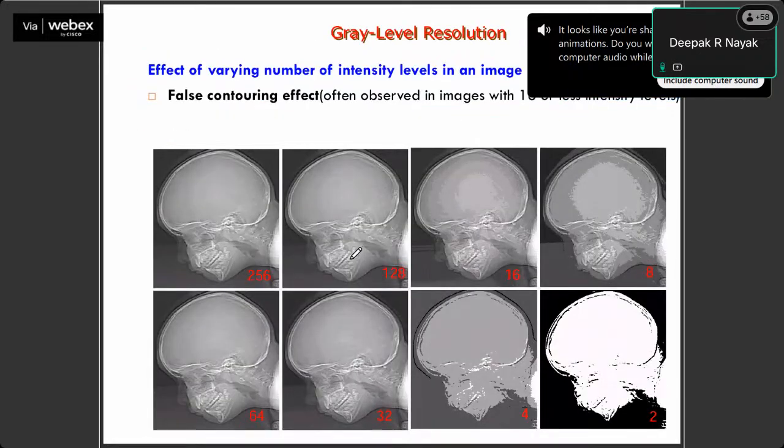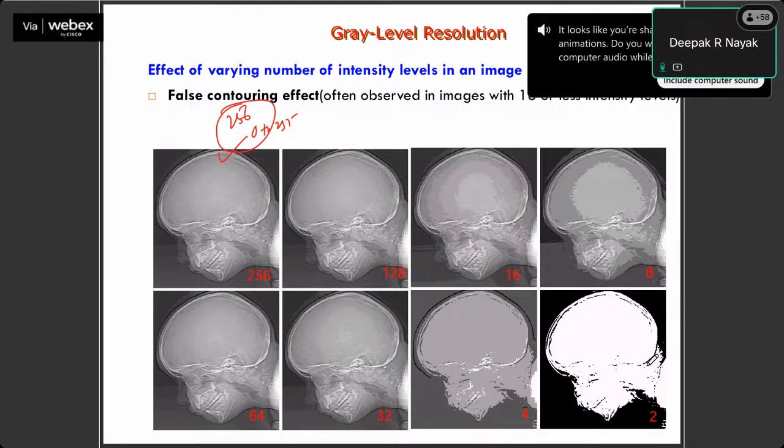So the next one is the effect of varying the number of intensity levels, that is the gray level resolution. What will happen if you reduce the number of colors, or you can say the number of intensity values, or the number of gray levels? We use different names. Fine. So this is the original image where the intensity values lie from 0 to 255. That means we have 256 colors. Now look at the last image.